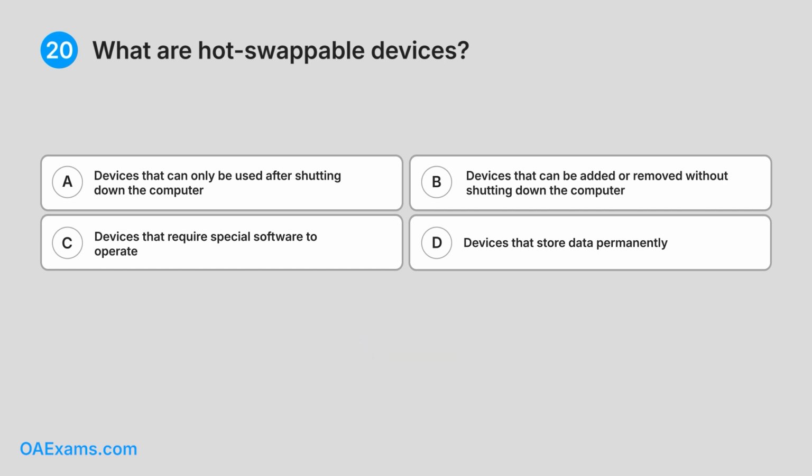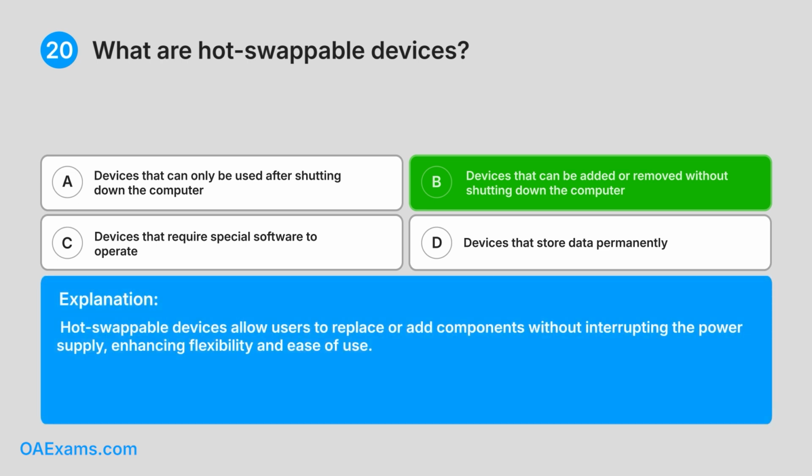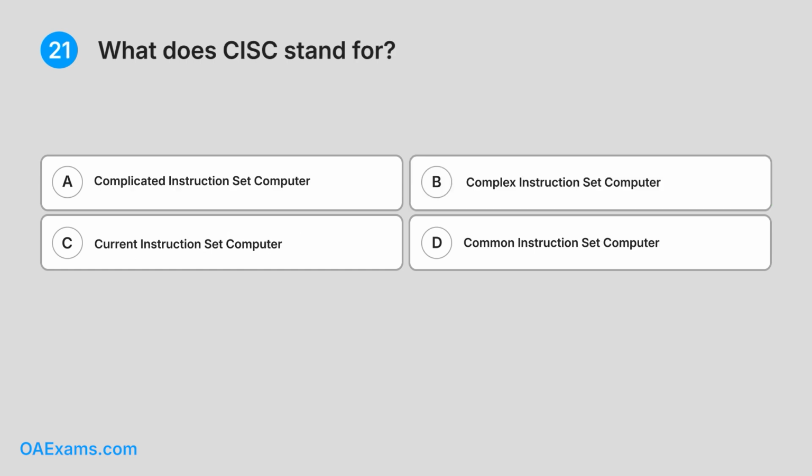Correct answer: B. Devices that can be added or removed without shutting down the computer. Explanation: hot swappable devices allow users to replace or add components without interrupting the power supply, enhancing flexibility and ease of use.